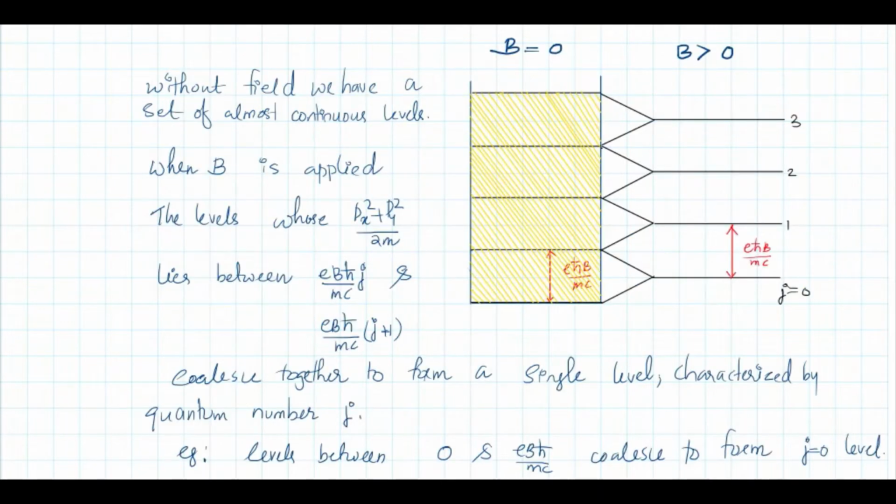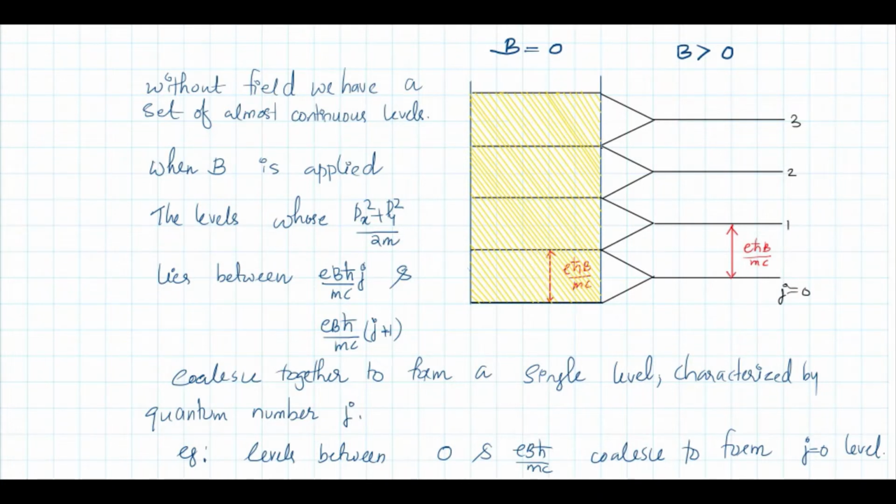Look at this figure. On the left side you have a set of almost continuous energy levels, that is with the magnetic field 0. When you apply a magnetic field, these levels become quantized. These continuous energy levels become quantized energy levels. So without field you have continuous energy levels, with the field you have discrete energy levels. So these discrete energy levels actually formed by coalescing this set of levels.